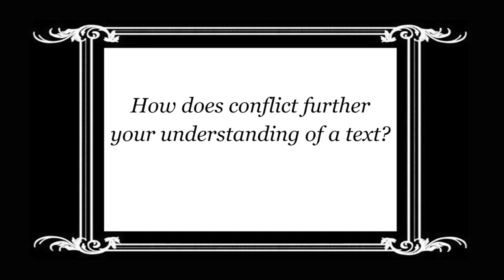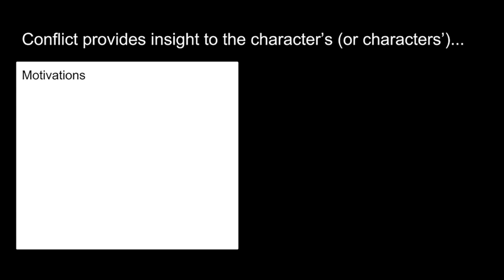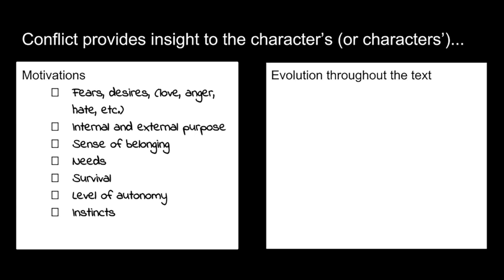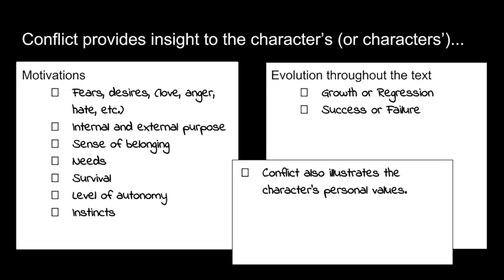So, how does conflict further your understanding of a text? Conflict provides insight to the character or characters' motivations. Their fears, desires, like love, anger, hate, etc., their internal and external purpose, sense of belonging, their needs, their survival, their level of autonomy, or their instincts. It provides insights into their evolution throughout the text, their growth or regression, or their success or failure. And conflict also illustrates the character's personal values.